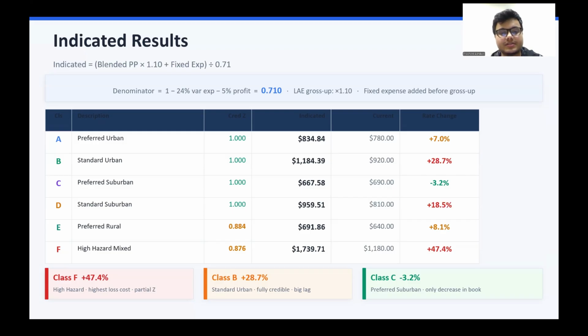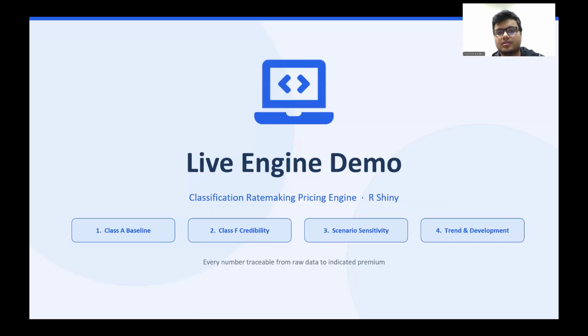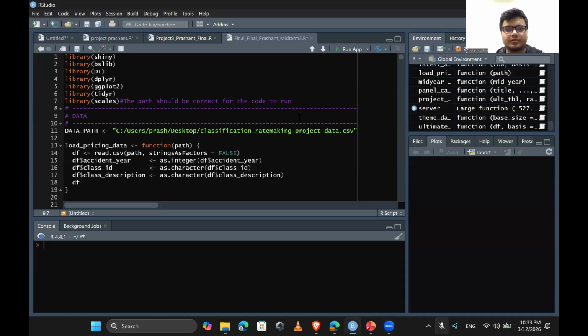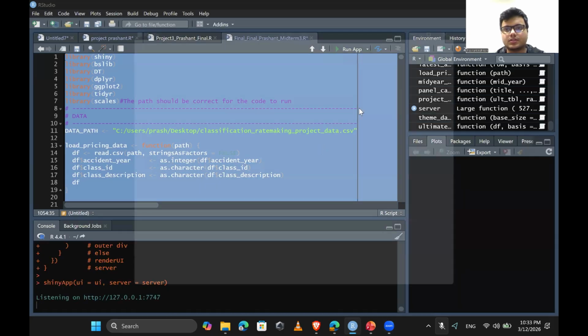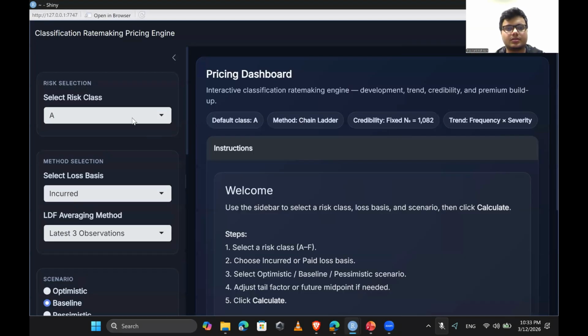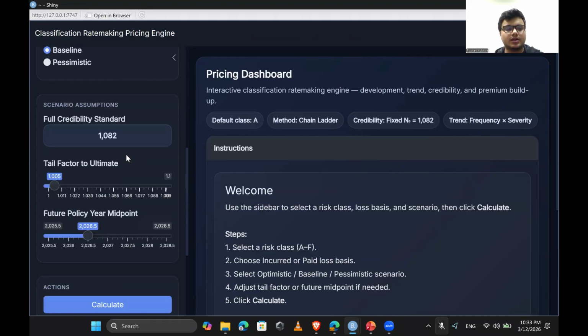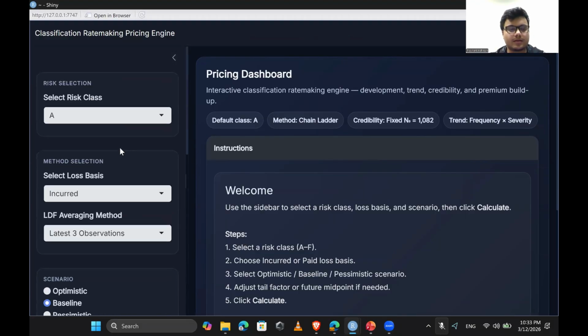Now let me open the engine and show you the live demo of my calculator. So what you're looking at is the R code for the calculator. Let's run the code. So what you're seeing is the user interface of the calculator that I built. On your left, you can see all the input data, your input menu.